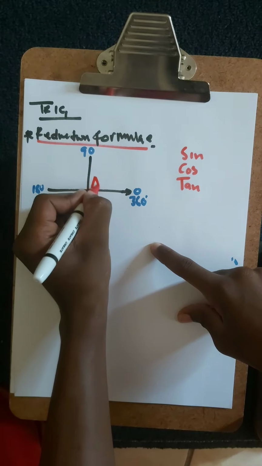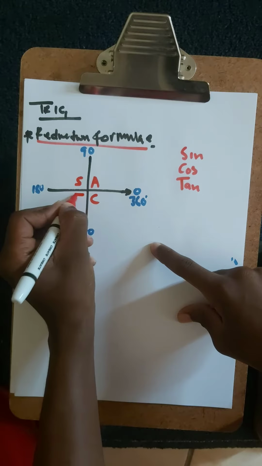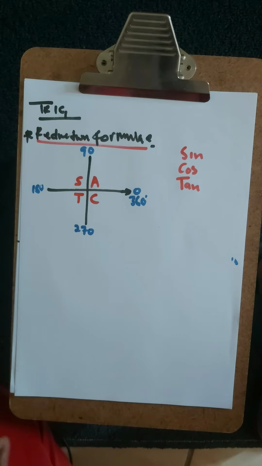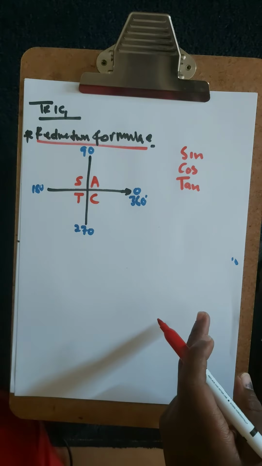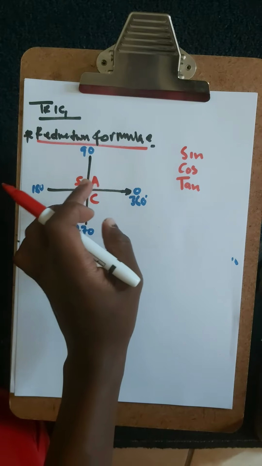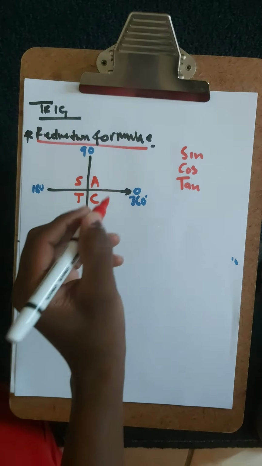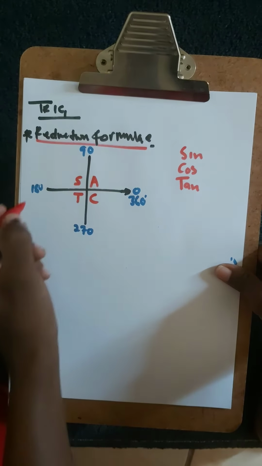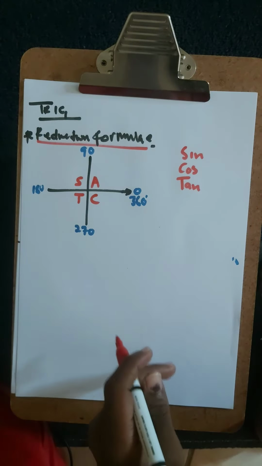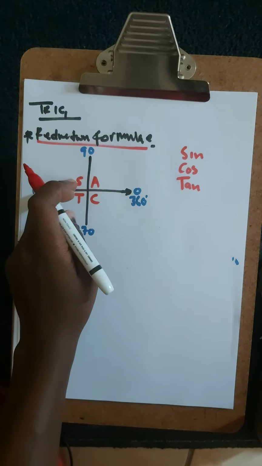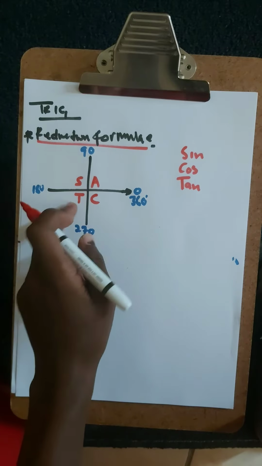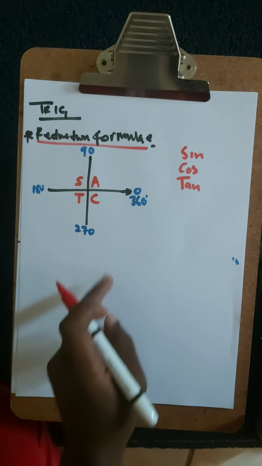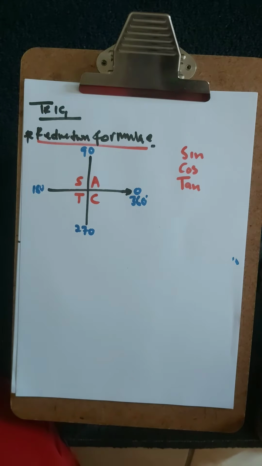Okay, so now in the first quadrant, we're going to use what we call the cast rule. You just write CAST. Basically the cast rule tells us that in the first quadrant, A means all are positive. It means in the first quadrant, all ratios are positive. And then in the second quadrant, only sine is positive. It means cos and tan are negative. And then in the third quadrant, only tan is positive. And then in the fourth quadrant, only cos is positive.